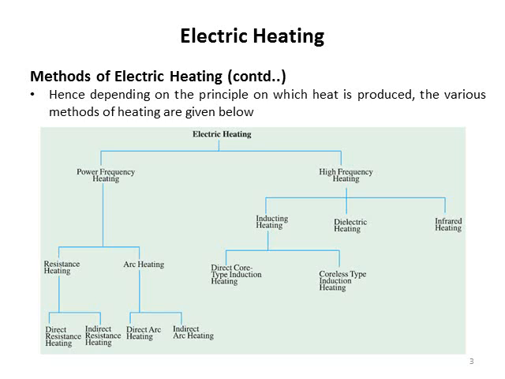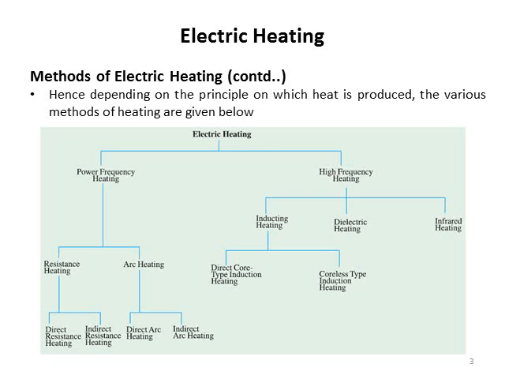Electrical heating is classified into power frequency heating and high frequency heating. In high frequency heating, we have inductive heating, dielectric heating and infrared heating. And again in inductive heating, we have direct core type induction furnace and coreless type induction heating.